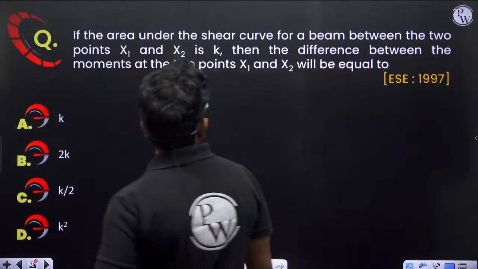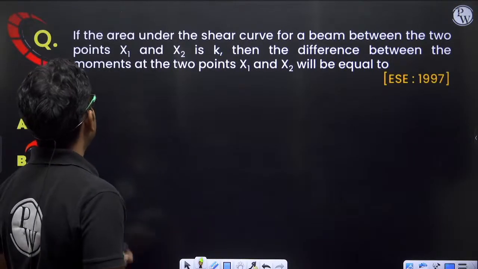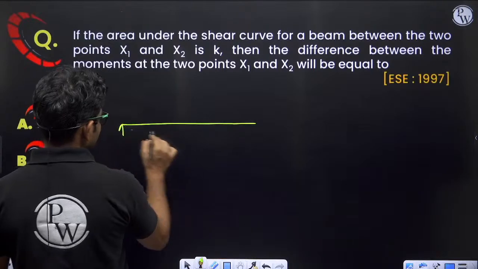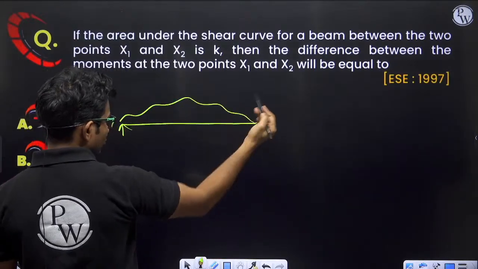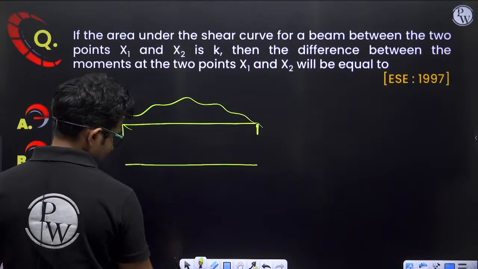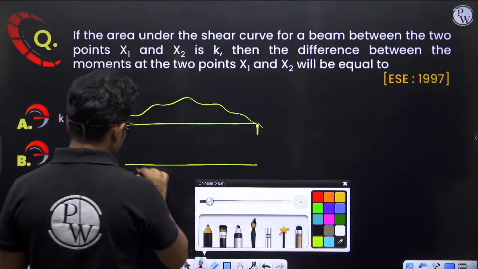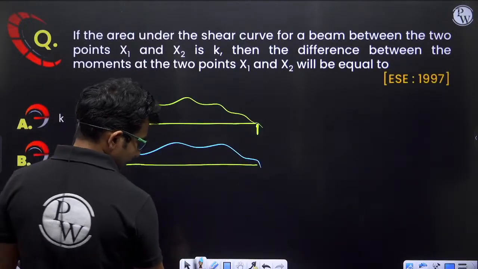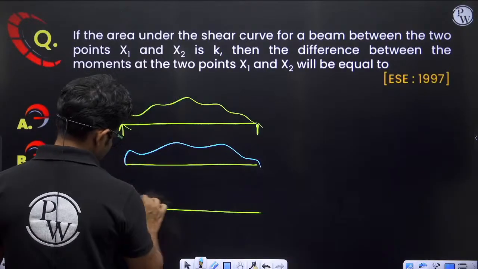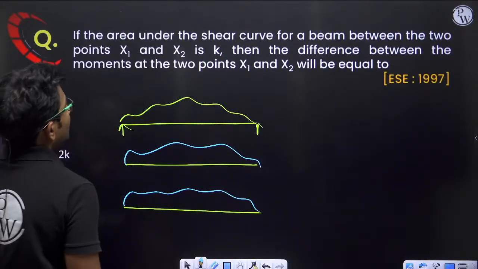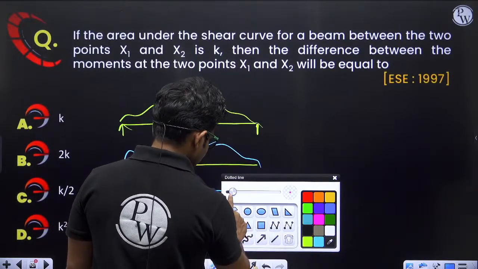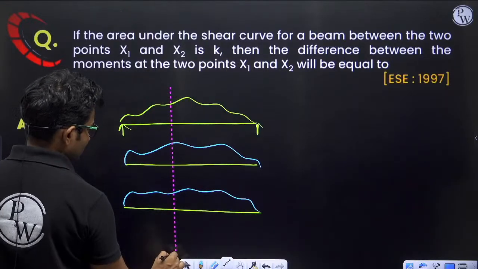If the area under the shear curve of a beam between the 2 points x1 and x2 is K. Okay, so let us say this is a beam. Any loading is there. Let us say this is the shear force diagram, and let us say this is the bending moment diagram. Now there are 2 points x1 and x2. So let us say this point is x1.